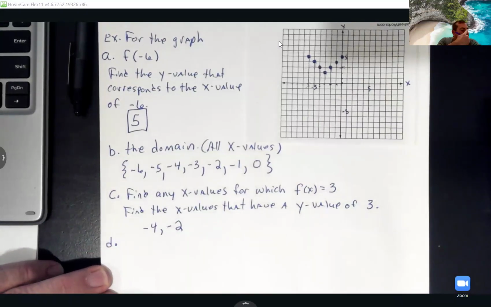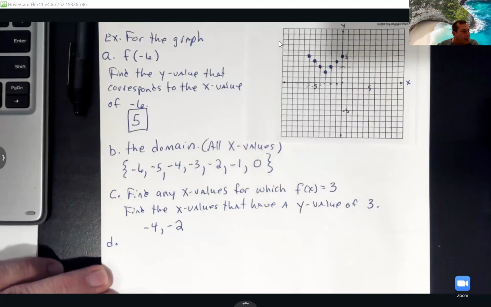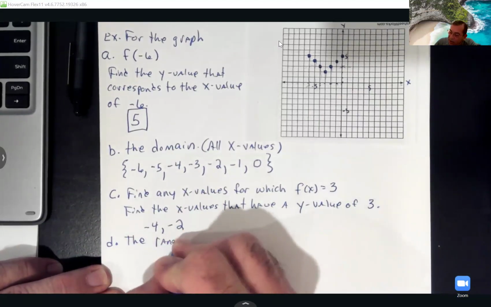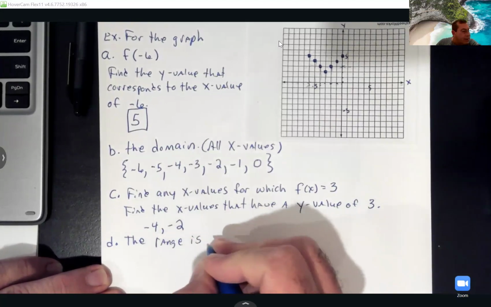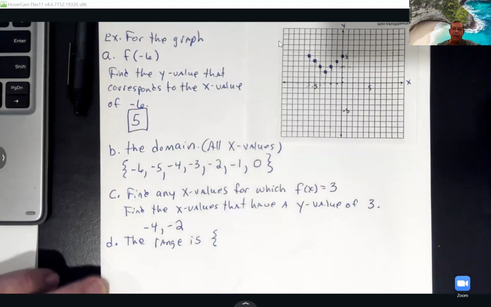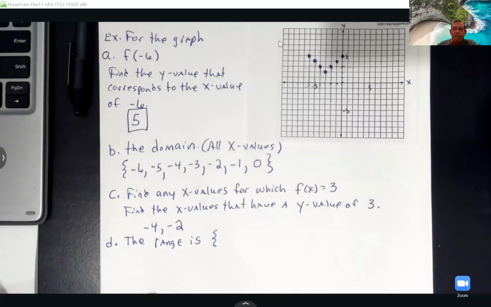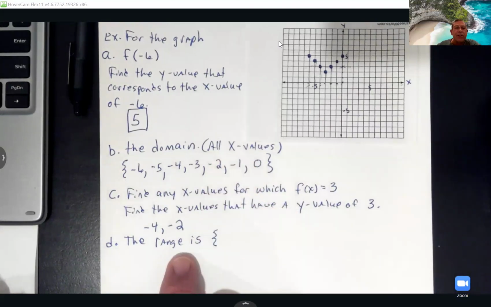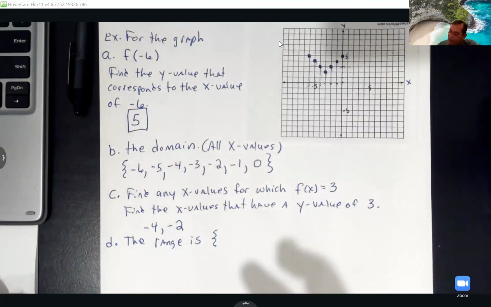And then finally, the range is, so up here the domain was all the x values. Well, y'all, the range is all the y values.